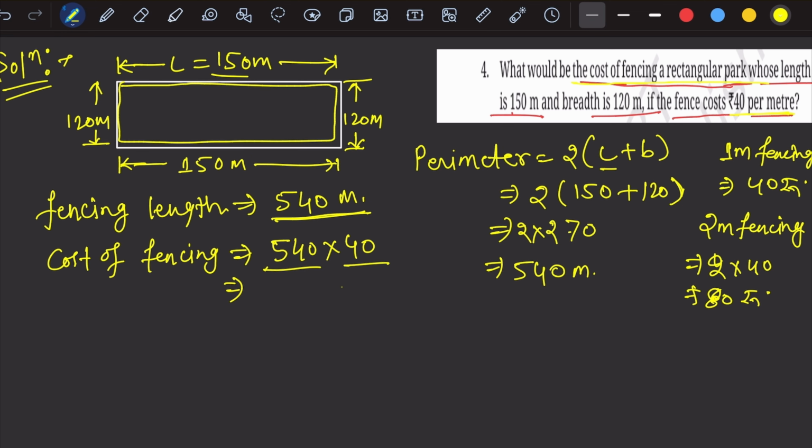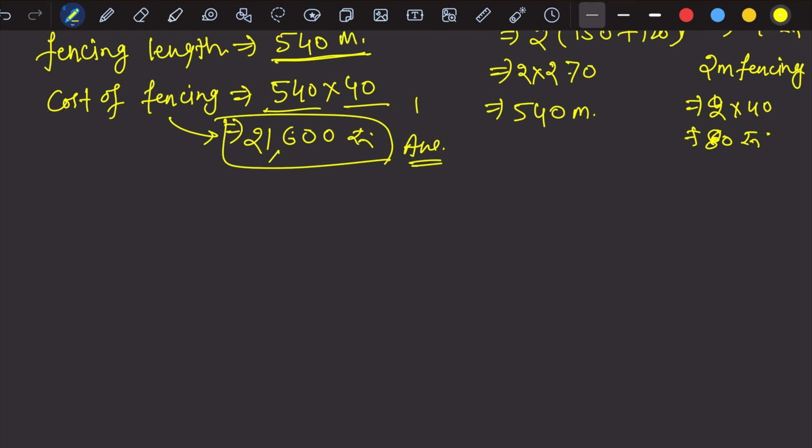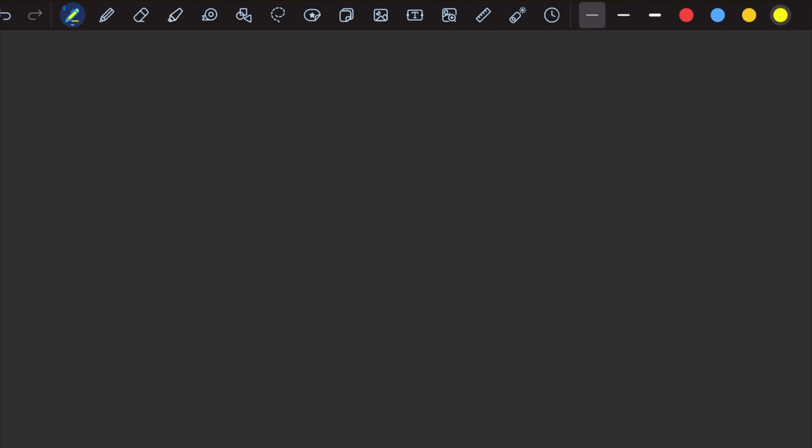So what is the value of 540 into 40? We will take double zero. 4 fours are 16, 4 fives are 20 and 21. So 21,600 rupees. Okay, so this will be the total cost of fencing. This is the answer. Okay, so this is the fourth question, and this is how it is calculated.